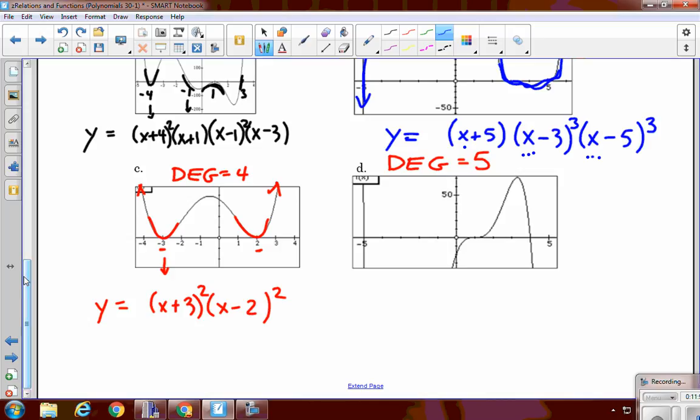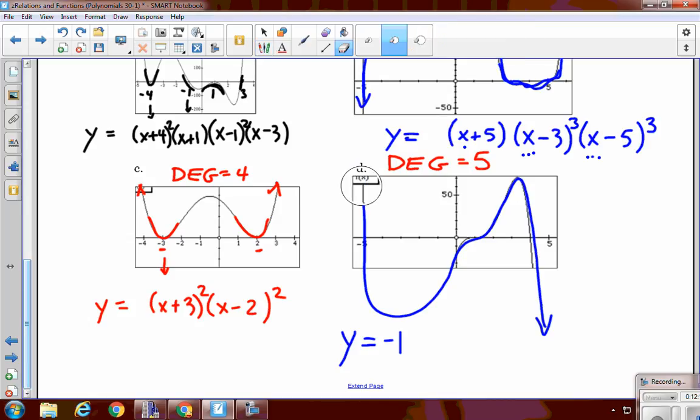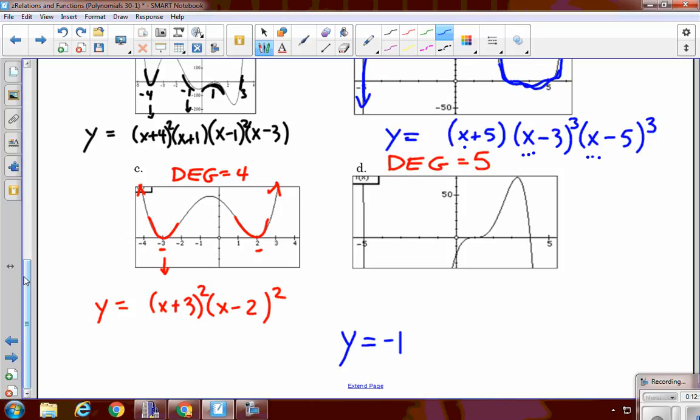Now the last one, this is the one that, if we were looking at it, is saying a degree 5, and if we look, it's coming down and it's going up here. This now is a negative leading coefficient, so I would have a -1. Relating the x-intercepts to the roots, this is an x-intercept of -5, so that would turn into a factor of x plus 5. This is an x-intercept at 1, so that would turn into x minus 1. This is an x-intercept of 4, so that would turn into x minus 4.